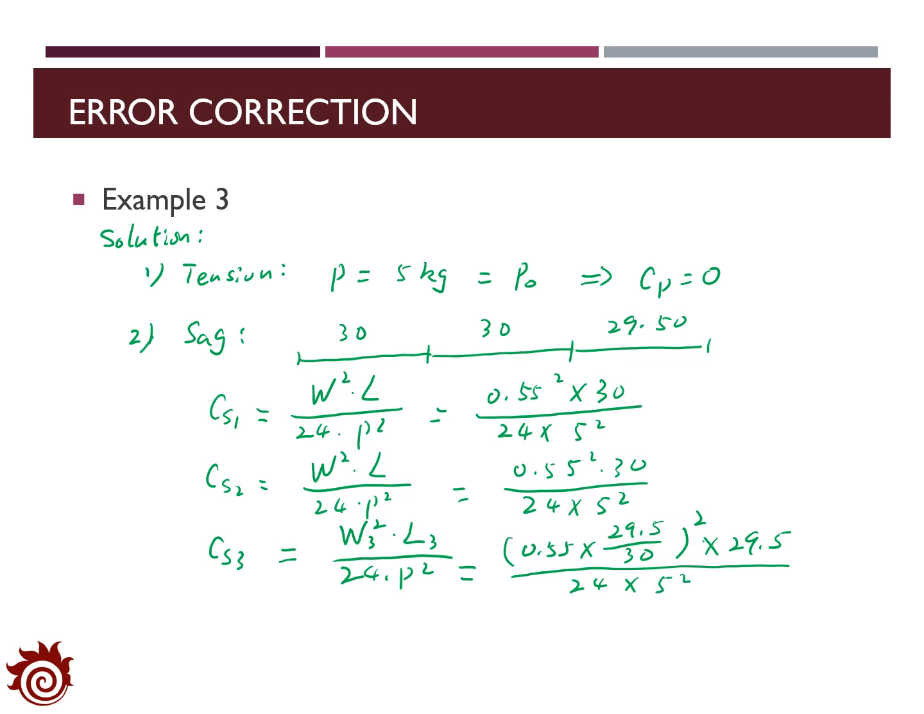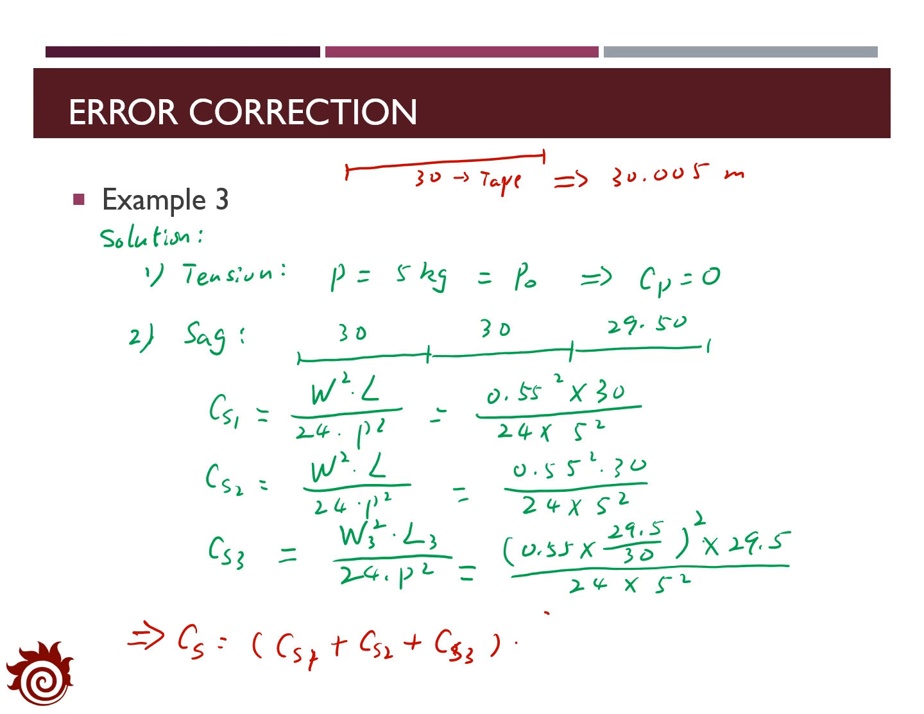In addition, we know from our previous conditions that the 30 meters shown on the tape is actually 30.005 meters. So the true correction for sag is the summation of these three parts times the portion of the true value with respect to the nominal value. That gives you the actual value for the sag correction as 0.045 meters.